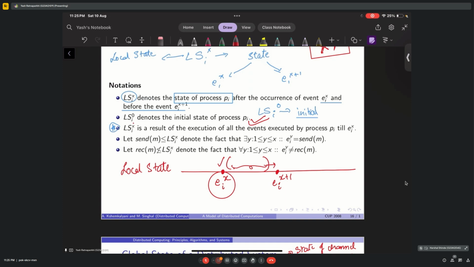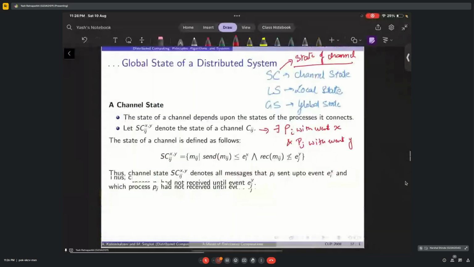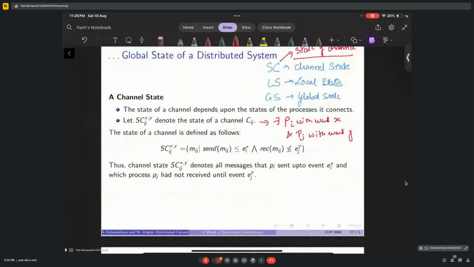Meaning if I talk about e_i^x, what will LS_i^x be? From the beginning up to here, everything that has been done, all the information will be covered in this local state LS_i^x. So LS_i^x is a result of execution of all the events executed by the process till e_i^x. This part is fine. This is again mathematical, I don't know if it is important or not, because even if you don't understand it, everything else will still make sense. I hope you understood this LS.